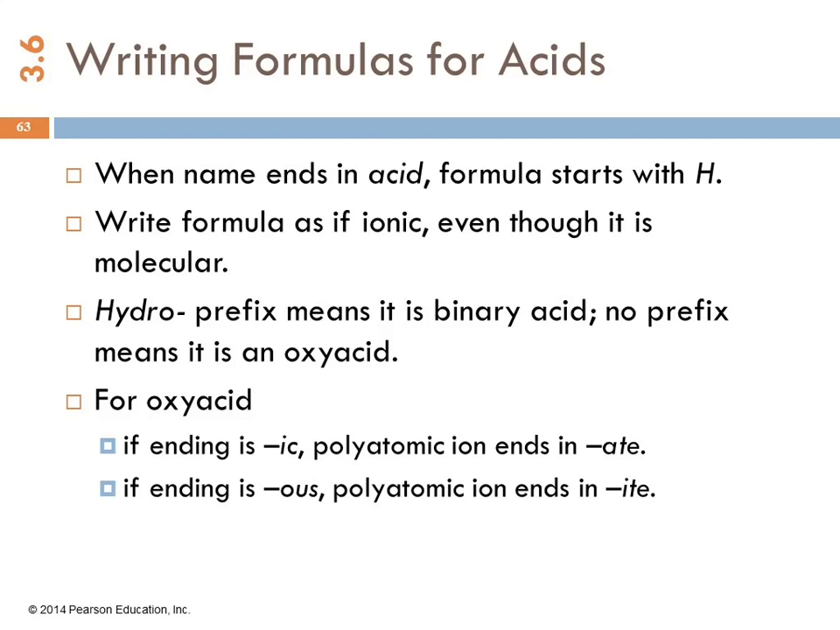When we write the formulas for the acids from the name, the acid names are really easy to recognize because they have the word acid in them. Sulfuric acid, is that an acid? Oh yeah, it says acid. So we know that if the name ends in acid, the formula is going to start with H. And when we're writing the formula, we think of the acid as if it were an ionic compound, even though acids are molecular compounds.